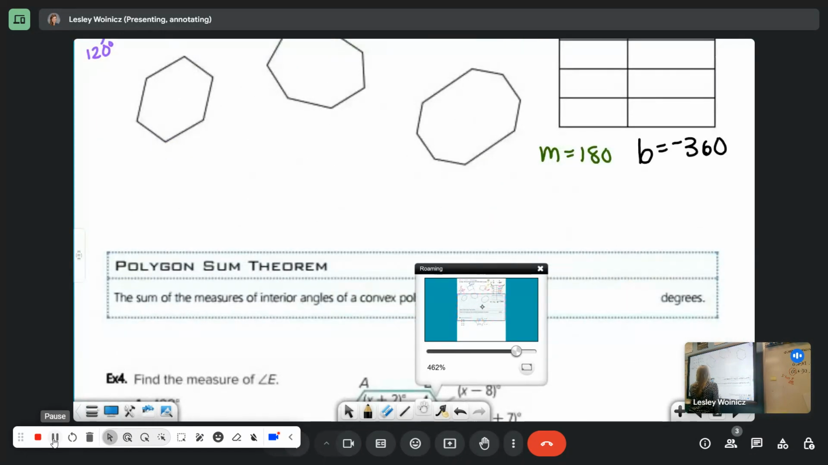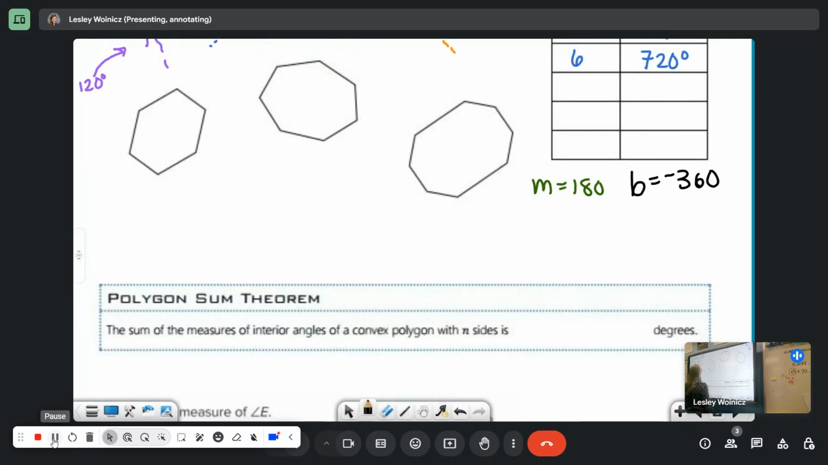Okay, so can we write an equation for this in slope-intercept form? What would it be? Now, what if instead of an x we used n for the number of sides? Anybody have a problem with that? Okay, n minus 360.